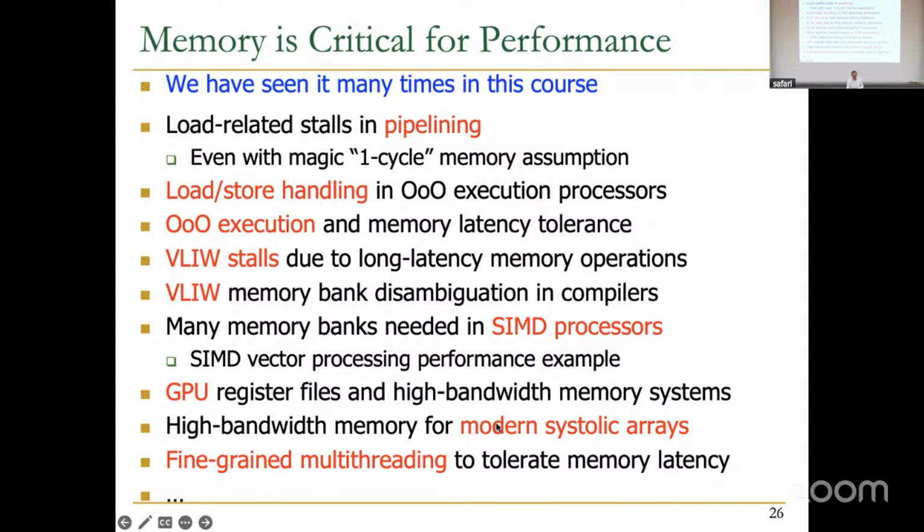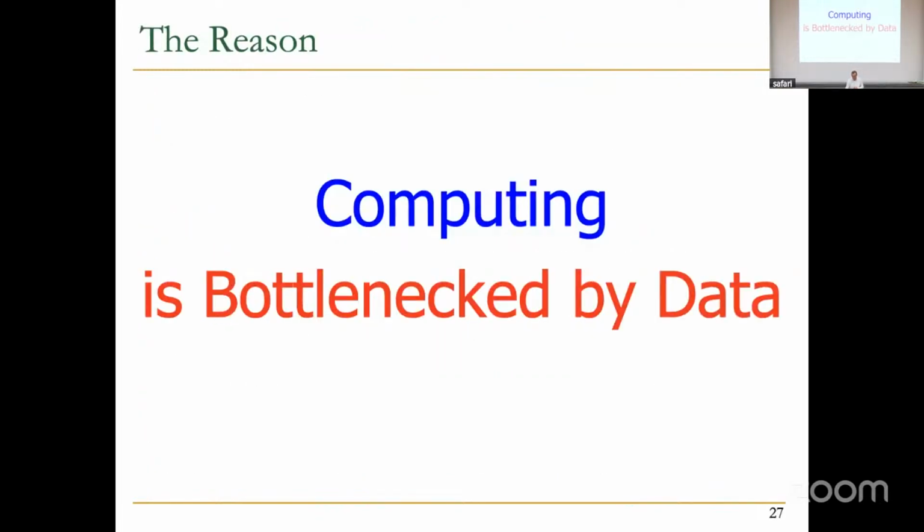You need high bandwidth memory even for modern systolic arrays. You have seen that in the real systolic array example. So even systolic arrays, whose purpose was to reduce the memory bandwidth requirements, need very high bandwidth memory because there's a lot of data they still need to stream inside the systolic array, right? If you remember that. And we use fine-grained multi-threading, for example, to tolerate memory latency in GPUs. So you've seen a lot of these examples in the course. Now we're going to look at how the memory is designed.